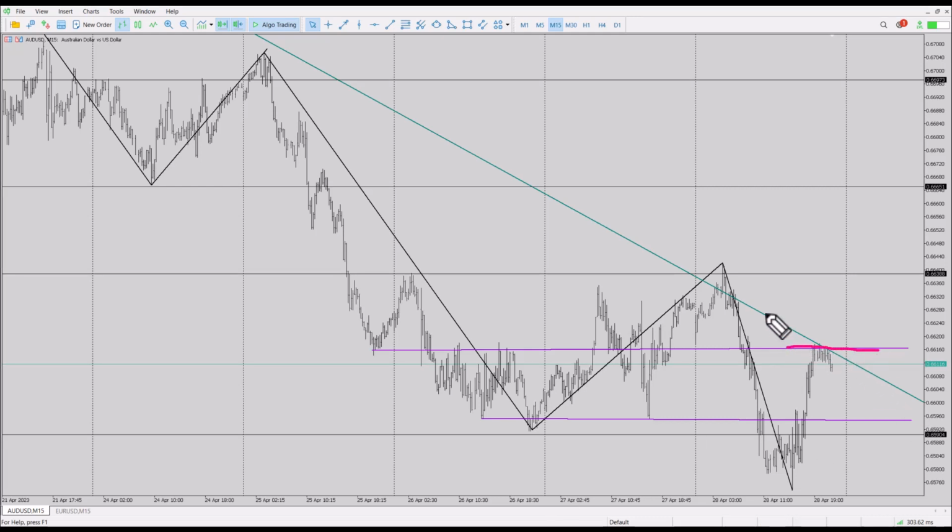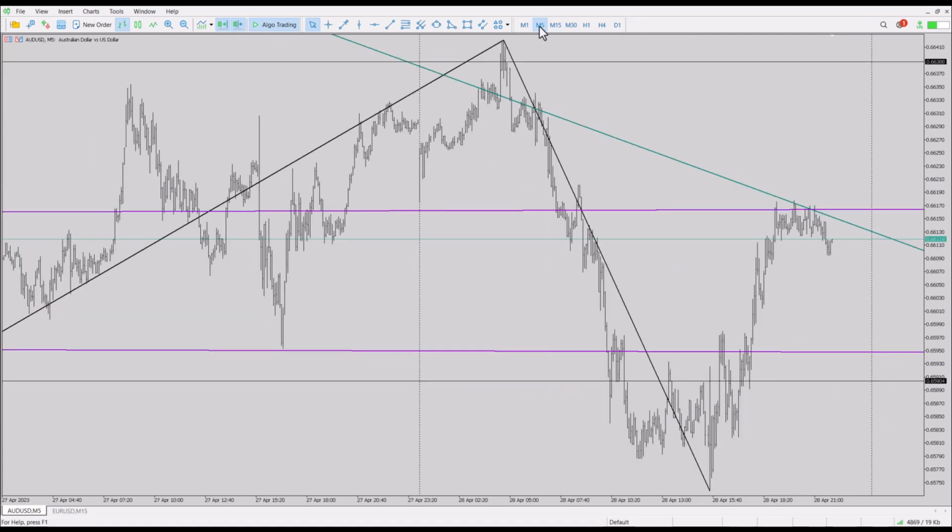We have a resistance line and a trend line, so the market probably cannot break it so far. But I expect that the market crashes down to the previous resistance area. Now I go to the lower chart, the lower time frame.